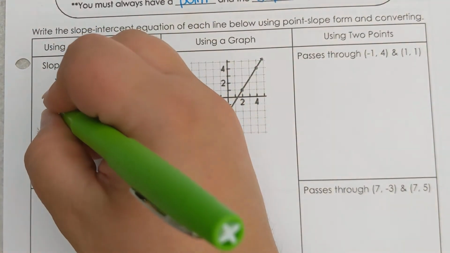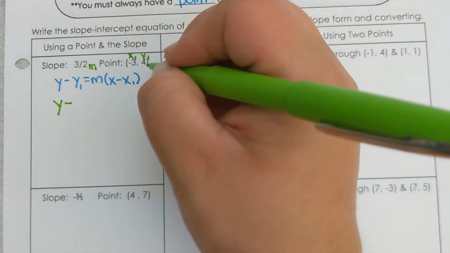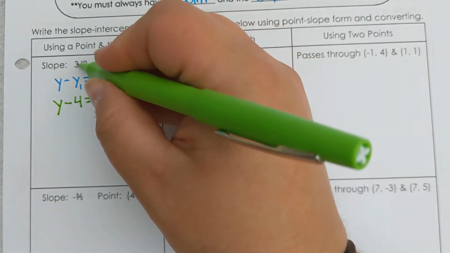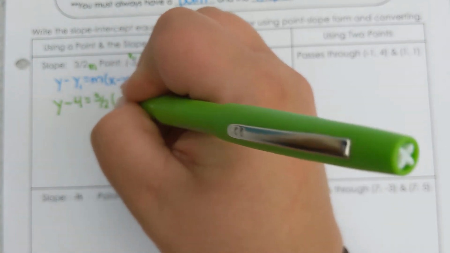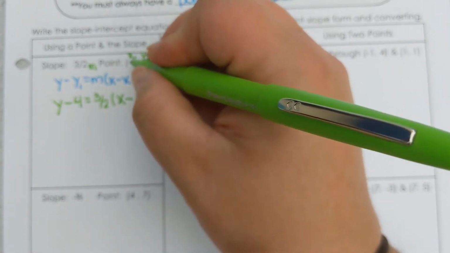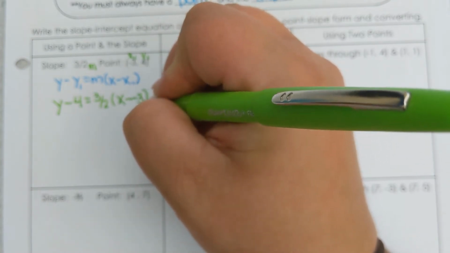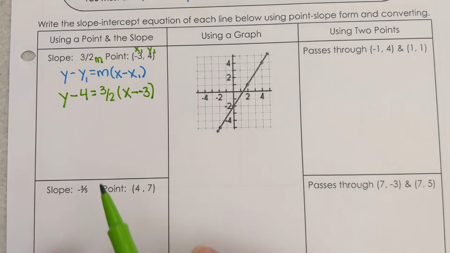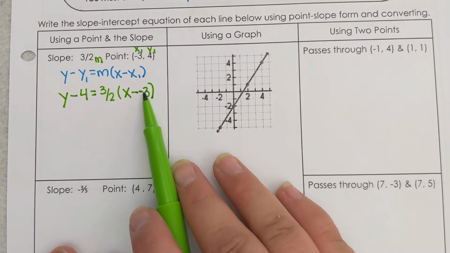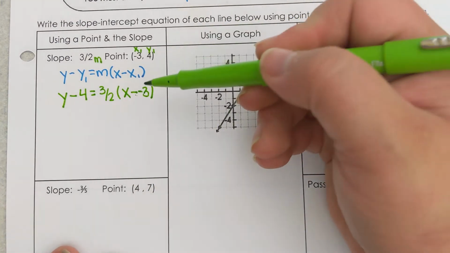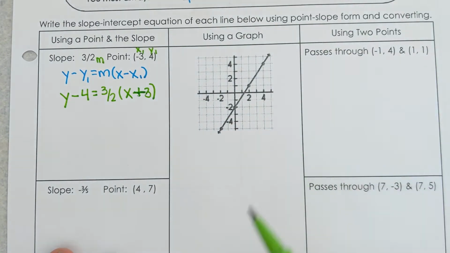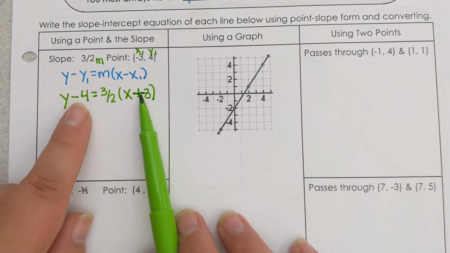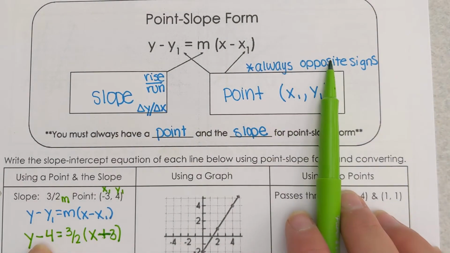And I'm just going to go replace them. So this is going to be y minus y1, which is 4, equals m, 3/2, x minus x1, which is negative 3. And I'm sorry, my pen got in the way. That made that blurry for a minute. Then, when I have minus a negative, that's basically the same thing as adding. So notice how this 4 became negative and this negative 3 became positive. That's what I meant when I said always the opposite signs.